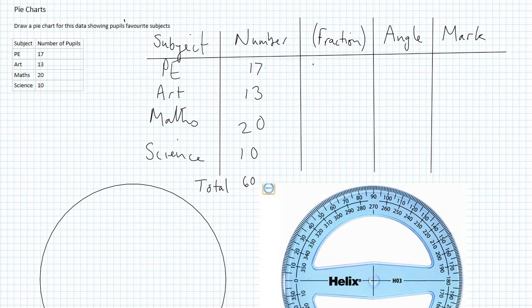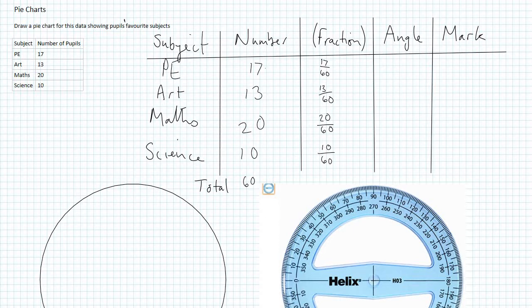So the fraction that like PE is 17 out of 60. The fraction that like art is 13 out of 60. For maths, it's 20 out of 60. And for science, it's 10 out of 60. And I don't even need to worry about simplifying these fractions. This is just very rough working.